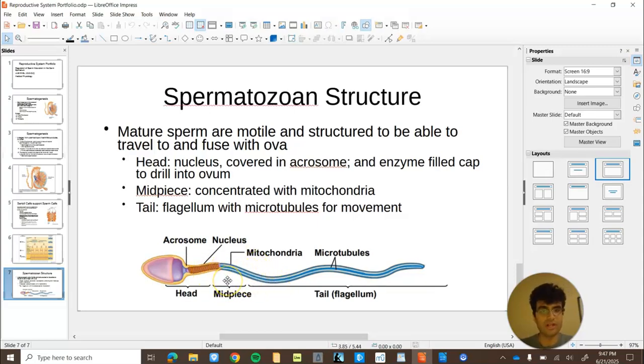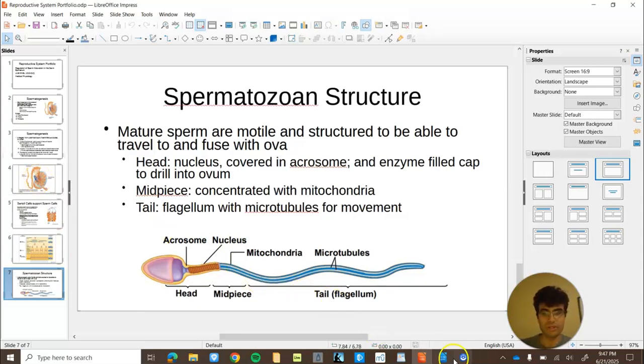We have the midpiece that's concentrated with mitochondria, and the tail, which is flagellum with microtubules for movement. So that aids in the movement of the sperm towards the egg.